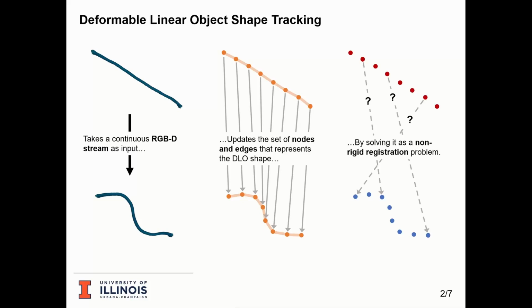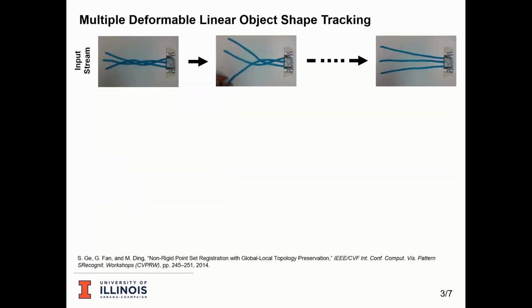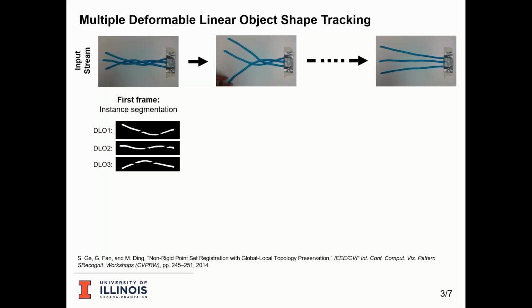The tracking process takes a continuous RGB-D stream as input and updates the nodes and edges by solving it as a non-rigid registration problem. Given an RGB-D stream of multiple deformable linear objects, we first perform instance segmentation on the first frame to initialize a set of nodes and edges for each object in the frame. This step is performed manually due to the limitations of existing instance segmentation algorithms.